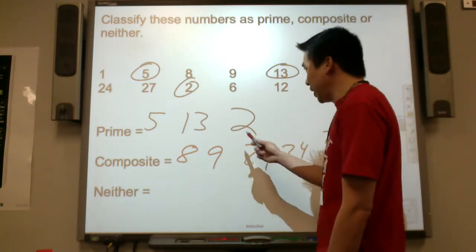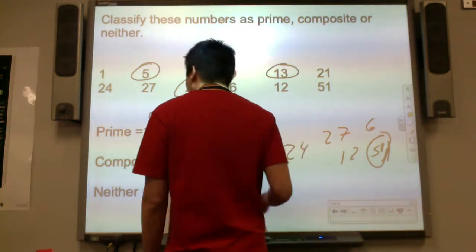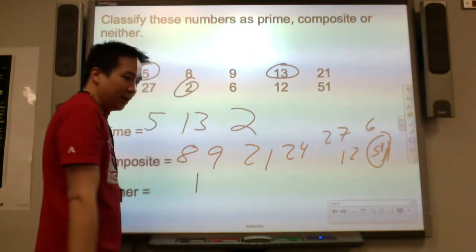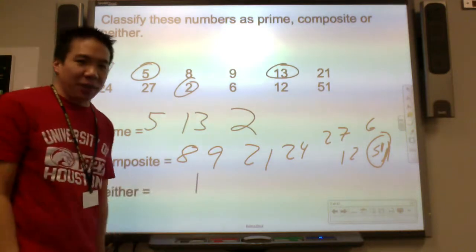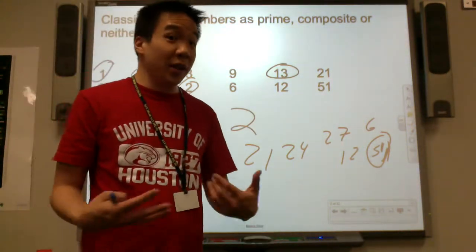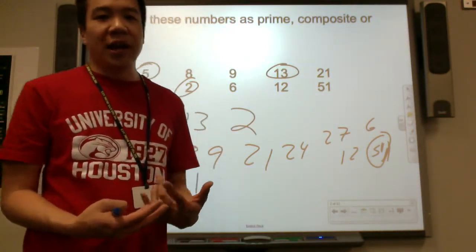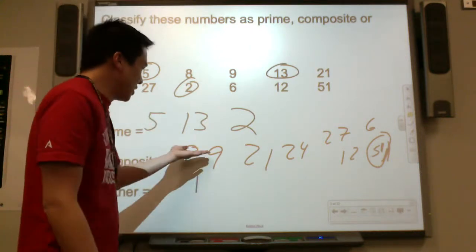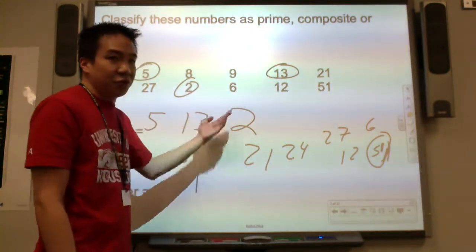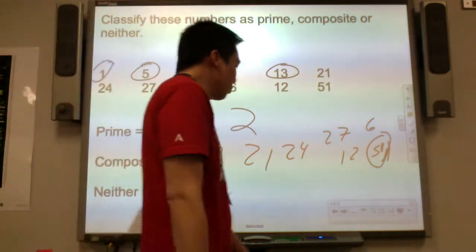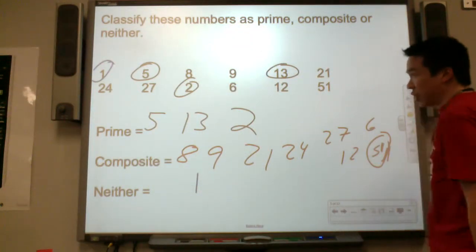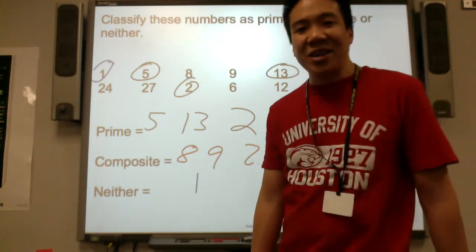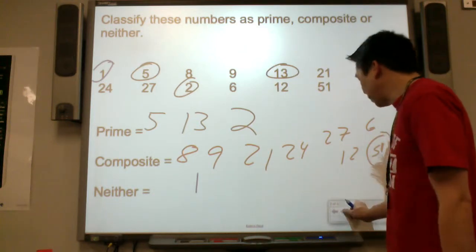So which one of these is not? 1 is neither. Because it's only made up of 1 times 1, 1 itself. So it only has 1 factor, while these have multiple factors, and these have 2 factors. So, it's very important when you do prime factorization that you know which ones are prime numbers.